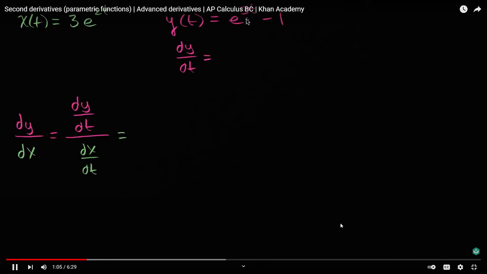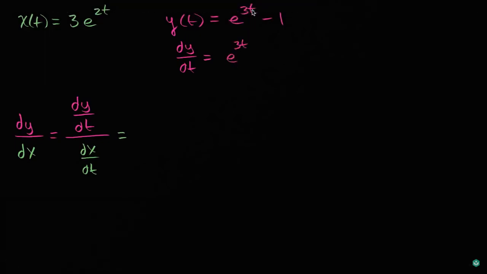It's good. The derivative of e to the 3t with respect to 3t is just e to the 3t. And then the derivative of 3t with respect to t is going to be 3. So I can say times 3.